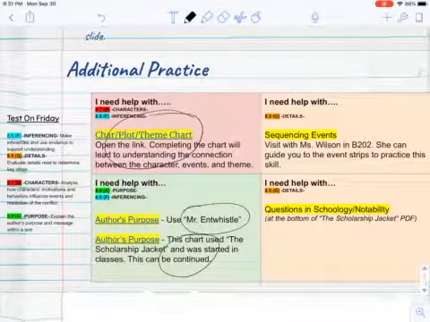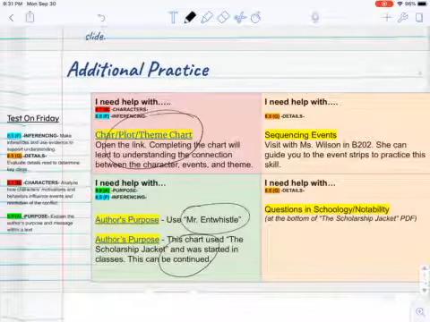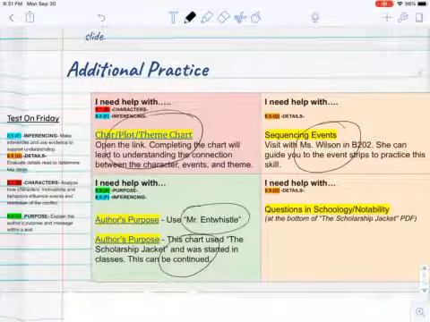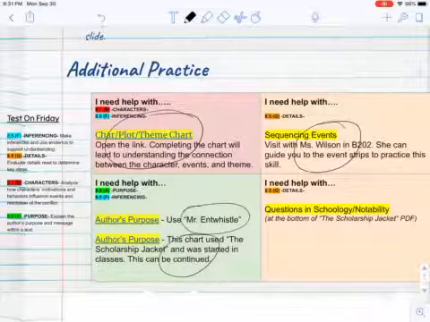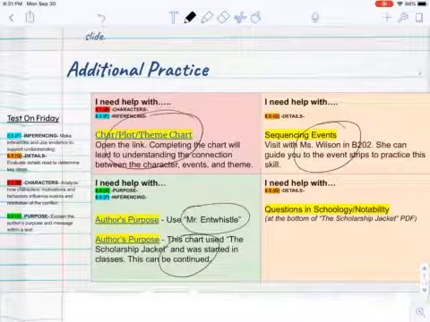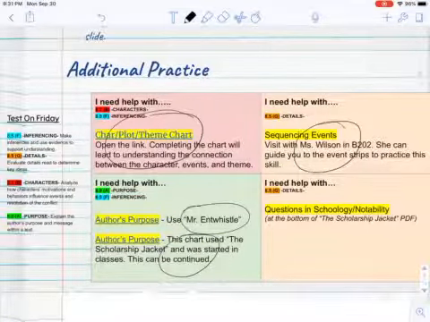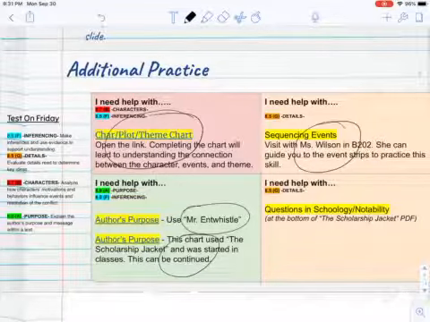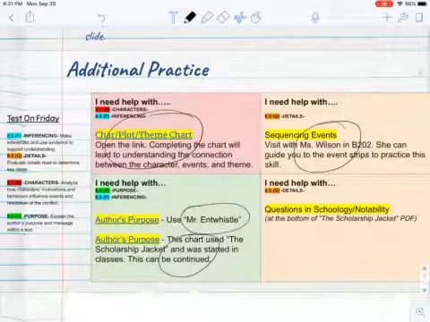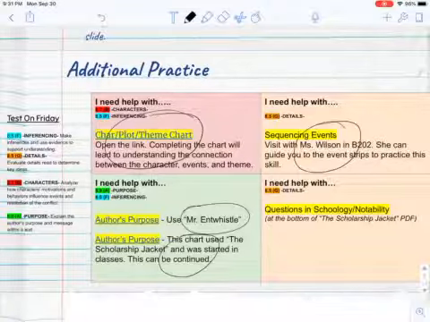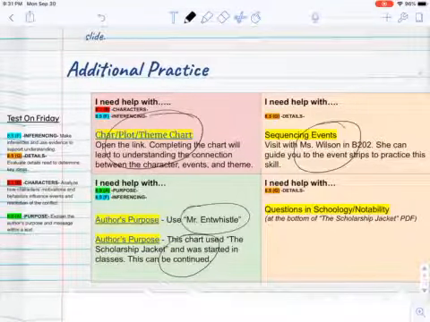If you're going through the plot and you're still concerned about sequencing events, Miss Wilson, she's in B202. She does have sentence strips so that you can start sorting through the events. She has that available. She said she was going to cut them up tonight, so if someone needs to go over to her room and ask for those, you may borrow them, but just return them at the end of the period.